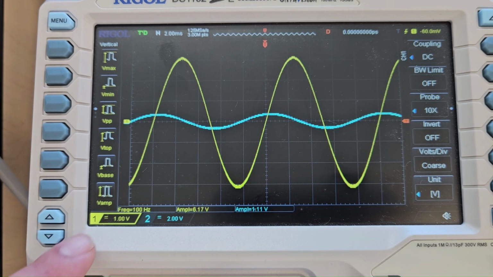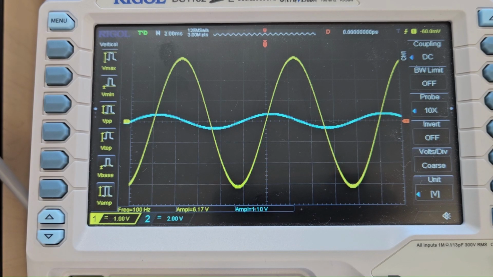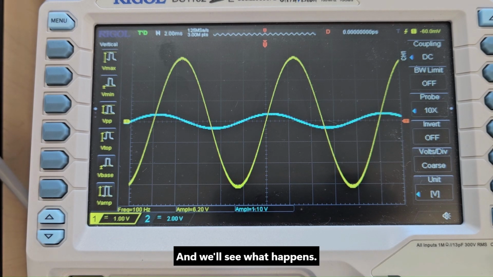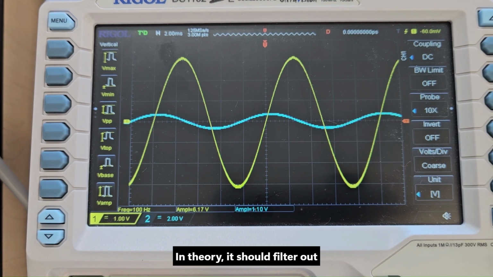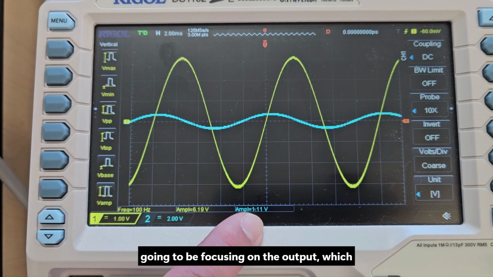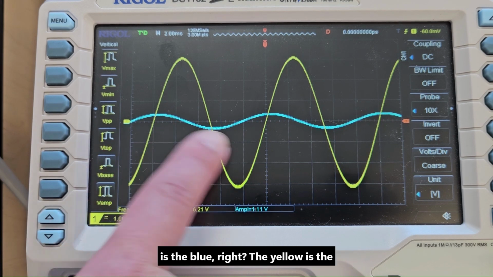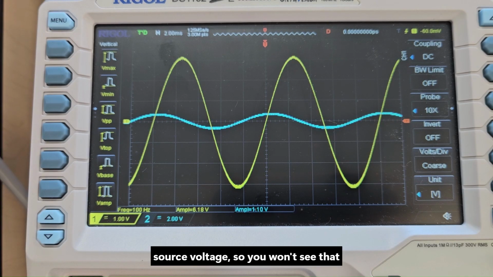And as you can see, I've set the frequency to 100 hertz, and I'll see what happens. In theory, it should filter out all the low frequency, allowing only the high frequencies. As I'm changing the frequency, you're going to be focusing on the output, which is the blue, right? The yellow is the source voltage, so you won't see that change.